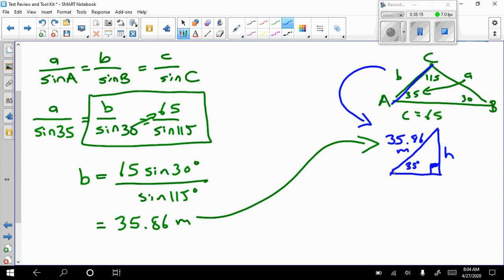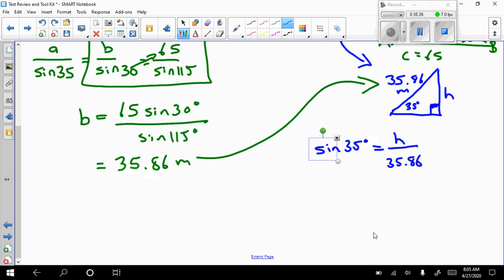So watch this. I can say that sine of 35, I'm focusing in on this triangle, is equal to opposite, which is the height of the tree. And I know that maybe using h confuses people with hypotenuse, but that's the height of the tree over the hypotenuse, which is 35.86. It's opposite the right angle. And so now h is going to be, I just multiply the 35, so 35.86 times sine of 35. And just so you guys know, again, I'm talking about cross multiplying, but really it's the same thing we've been doing.